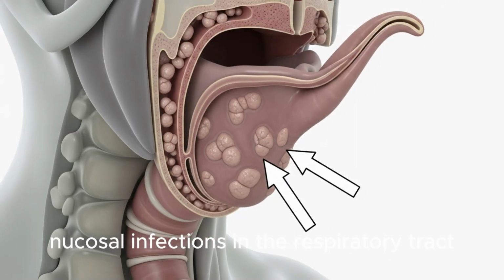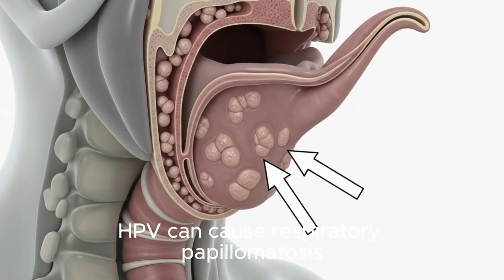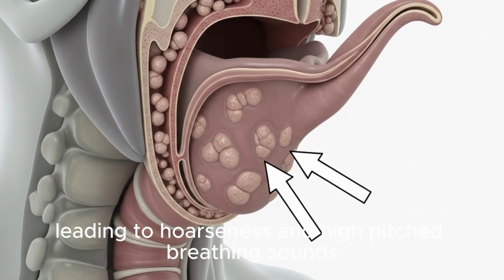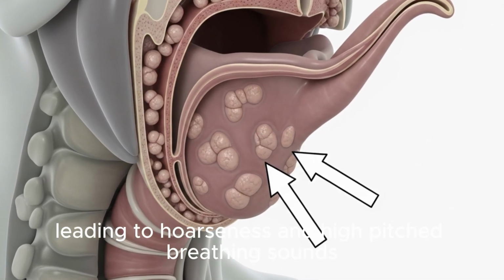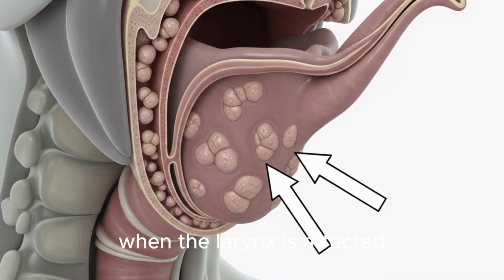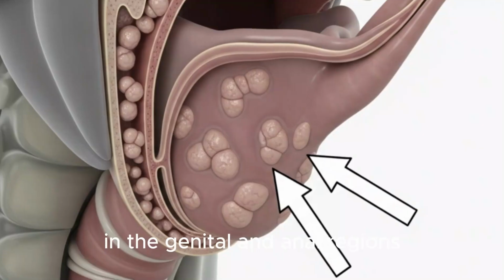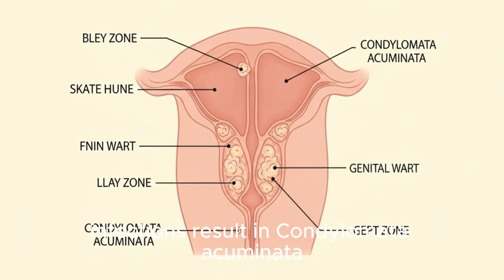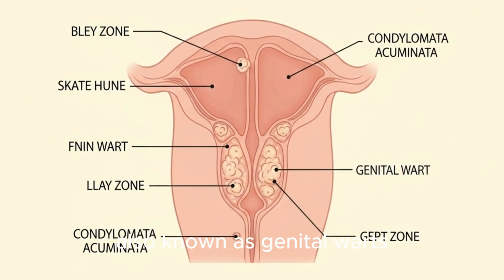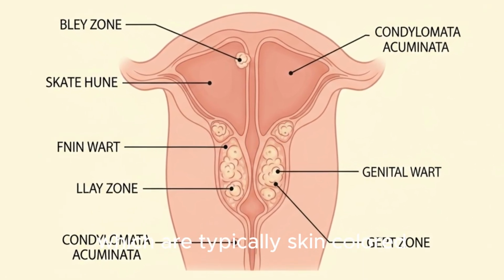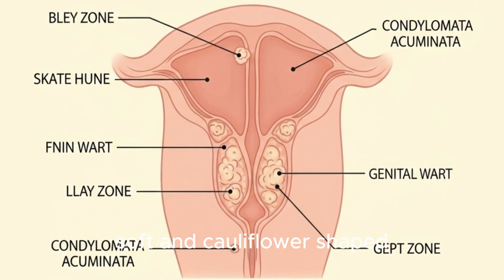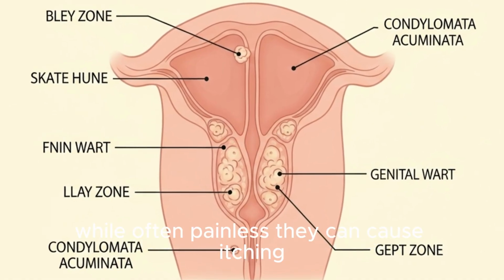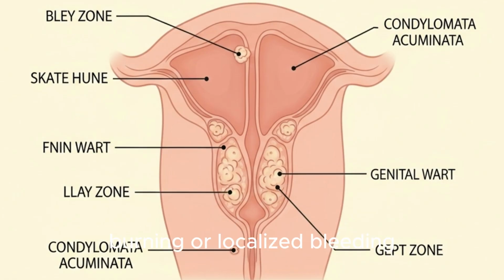Mucosal infections. In the respiratory tract, HPV can cause respiratory papillomatosis, leading to hoarseness and high-pitched breathing sounds when the larynx is affected. In the genital and anal regions, infections result in condylomata acuminata, also known as genital warts, which are typically skin-colored, soft, and cauliflower-shaped. While often painless, they can cause itching, burning, or localized bleeding.